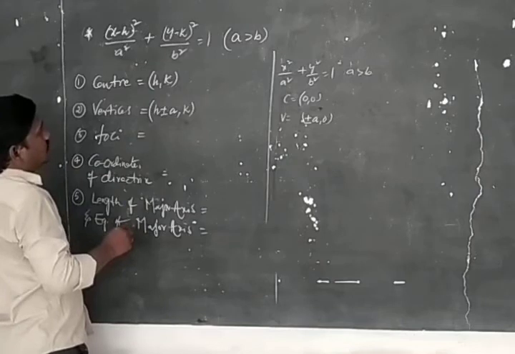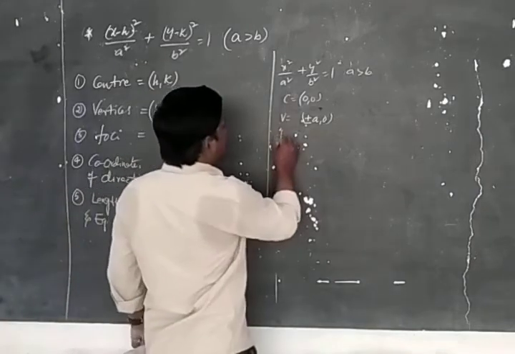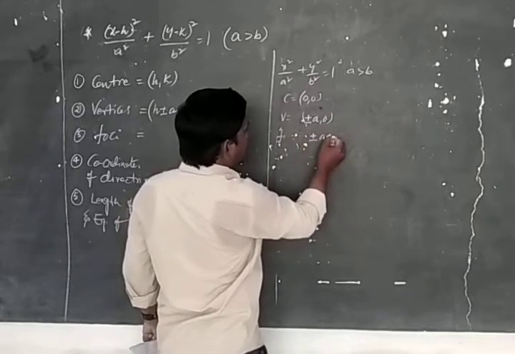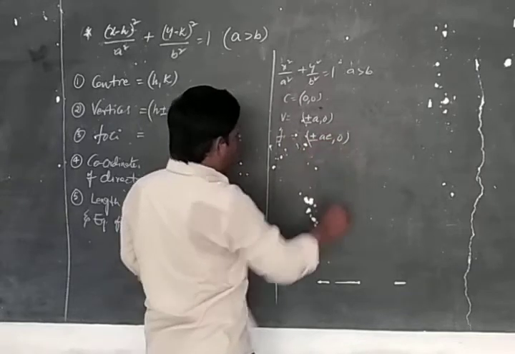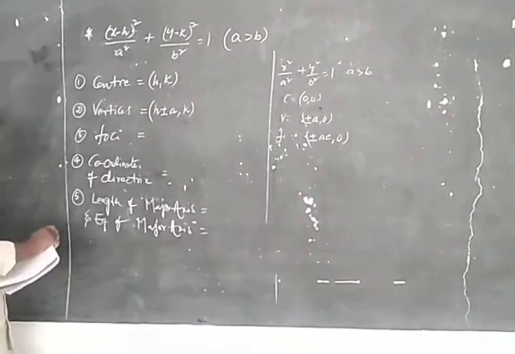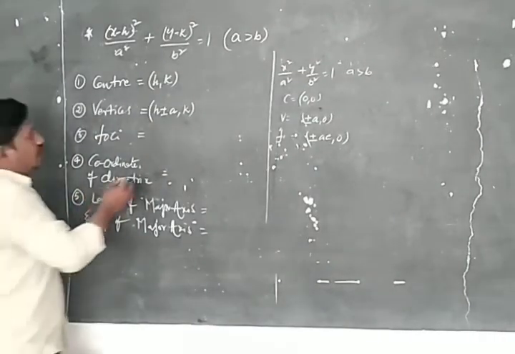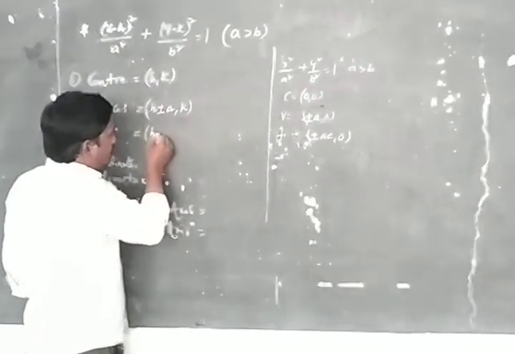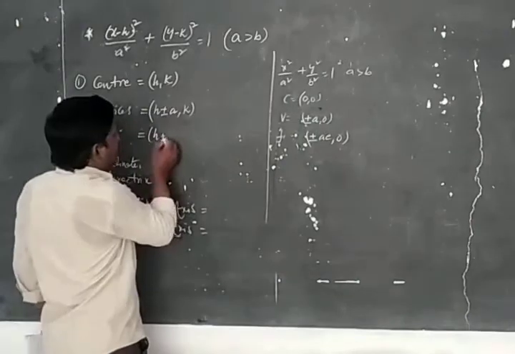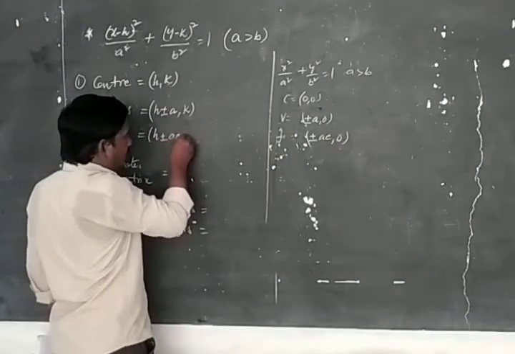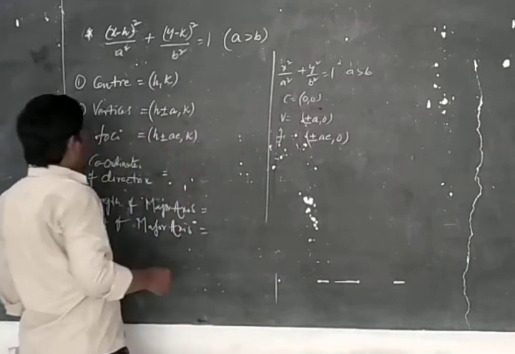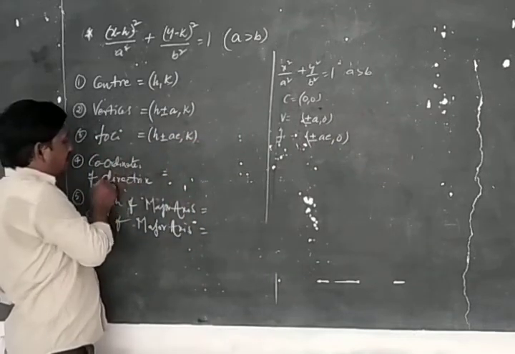Now foci means plus or minus ae comma 0. So here we should add h comma k. h plus or minus ae comma 0 plus k, that means k.